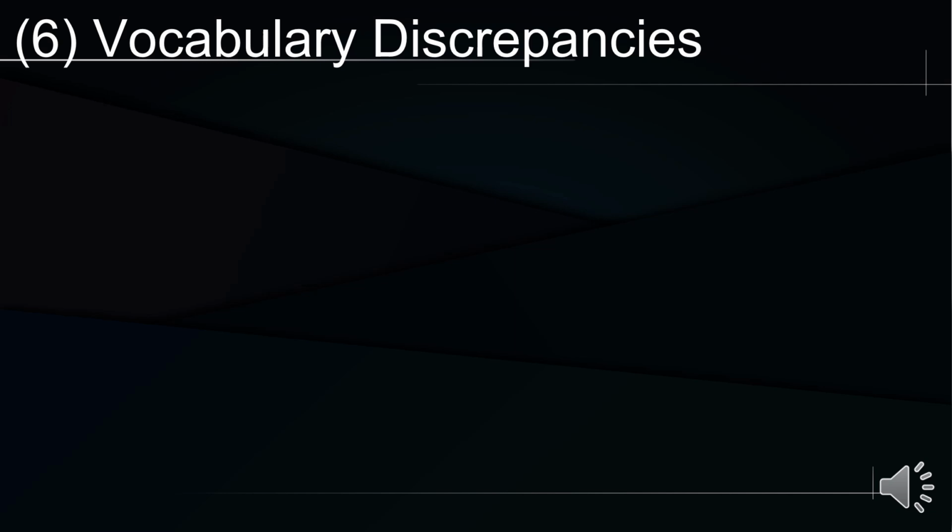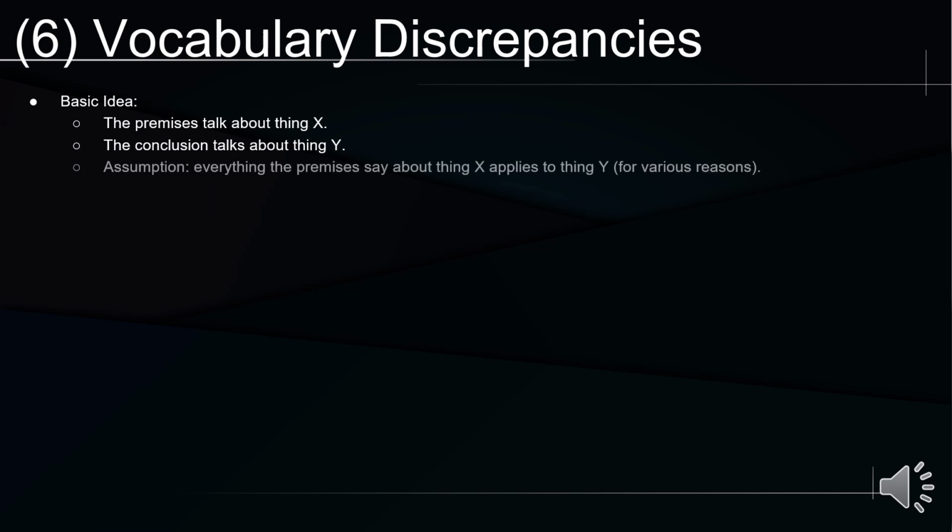And last and definitely least, we have in our list vocabulary discrepancies. Again, starting with the basic idea, the premises talk about thing X, the conclusion talks about thing Y. The assumption here is that everything the premises say about thing X also applies to thing Y for various reasons. Sometimes it's that X and Y are actually the same thing, but other times it's just that they're similar enough or they're in the same category, to which the properties of X will also apply to Y, whatever the case may be. It's not exact. Beyond what I wrote outside of the parentheses, there's no exact science to this as far as I can tell.